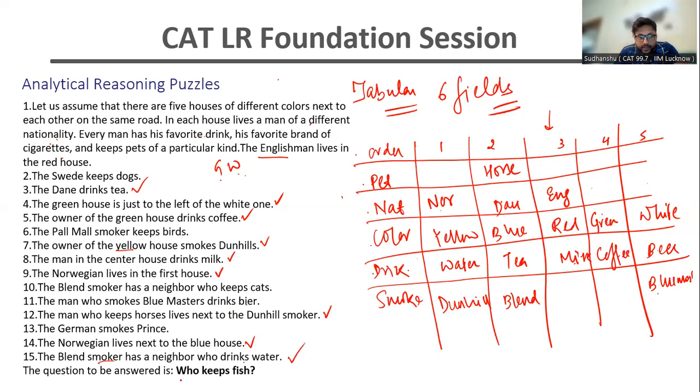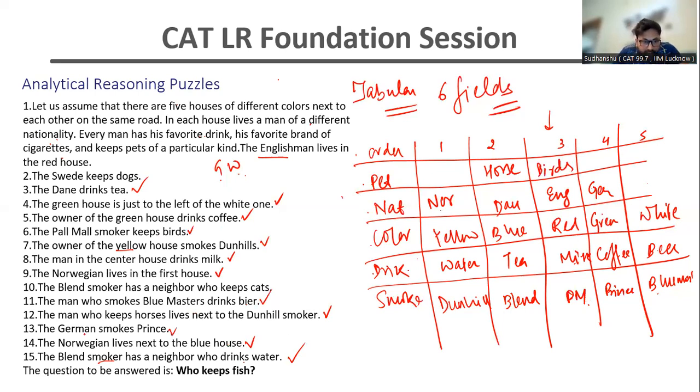The German smokes Prince. So the German must be placed here. So German and Prince. This is again very interesting. Okay. Now the man who smokes Blue Master drinks beer has been done. The Pall Mall smoker keeps birds. Pall Mall must come in here because that's the only space left. So this must be birds.